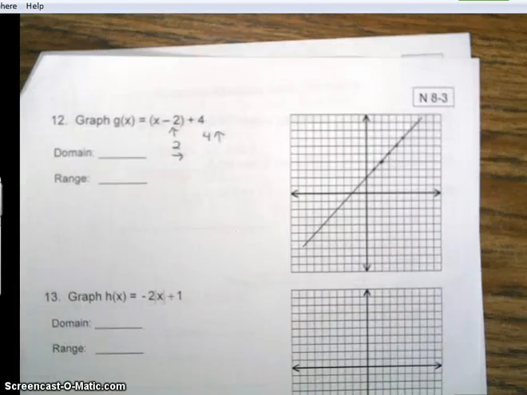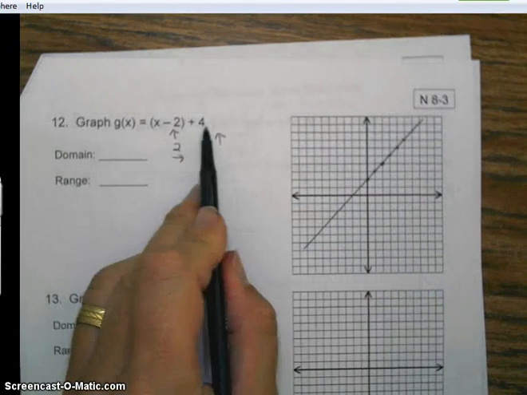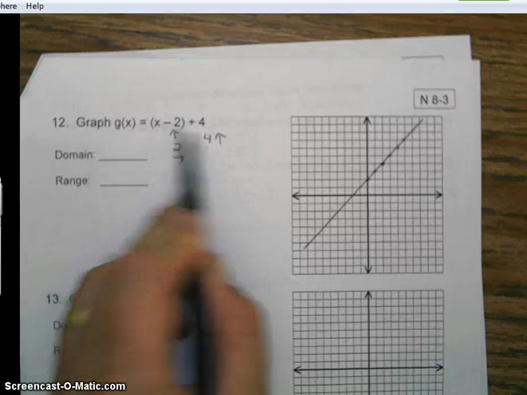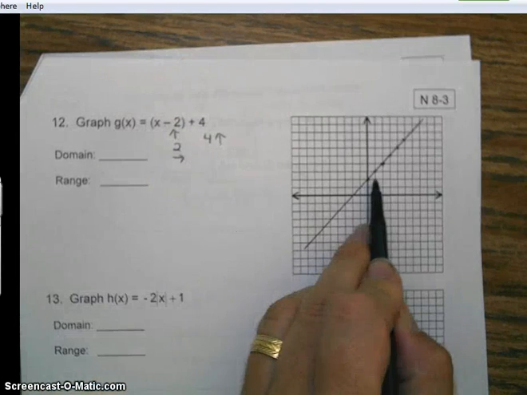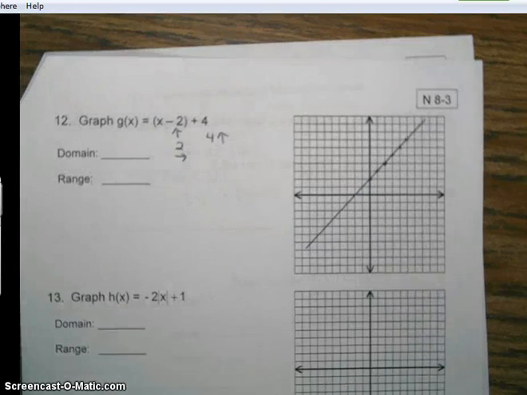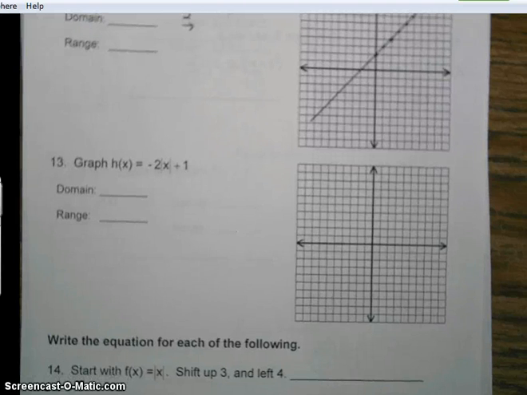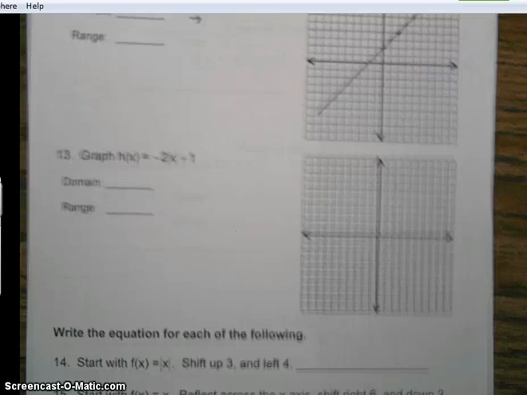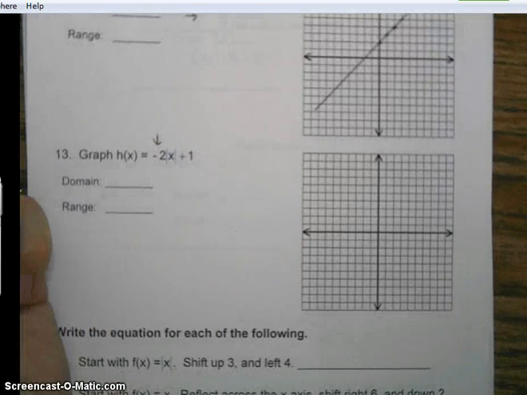So anyway, notice it's going through 2 on the y-intercept. 4 plus -2 is 2. There's your y-intercept. Slope is 1. Over 1, up 1. Over 1, up 1. Okay? All right. So let's see, what else do we got here? I think you're going to be good with this. Let's see how well you do with the -2.